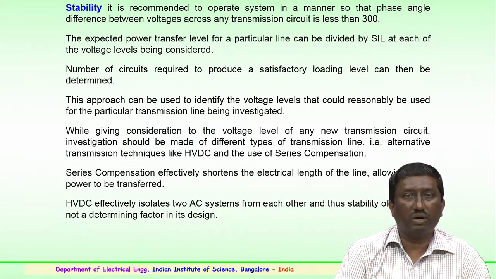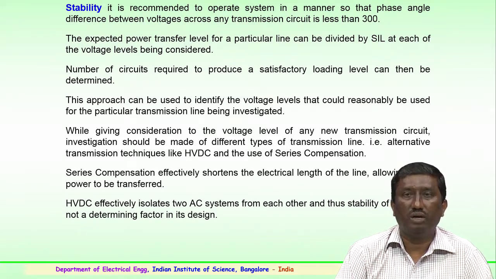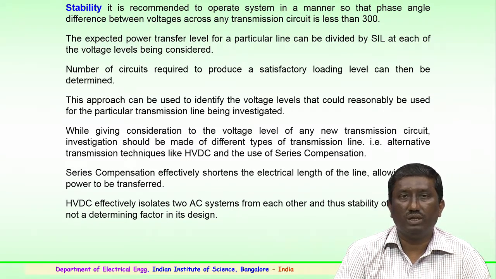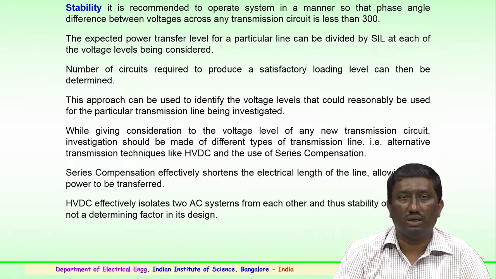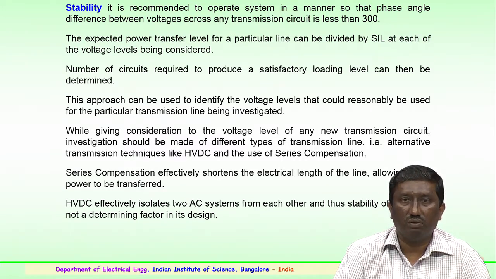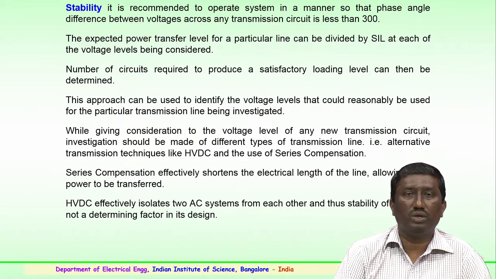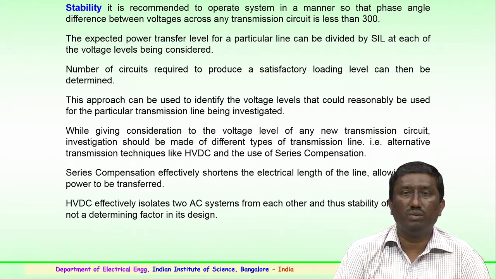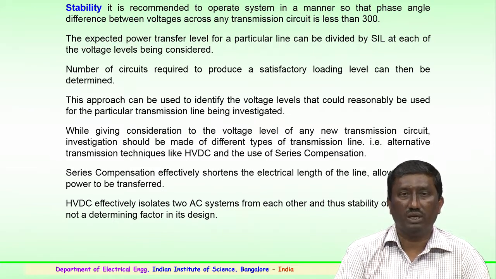The expected power transfer level for a particular line can be divided by the surge impedance loading at each of the voltage levels being considered in that particular station. So, the number of circuits required to produce a satisfactory loading level can then be determined. This approach can be used to identify the voltage levels that could reasonably be used for a particular transmission line which is being investigated.